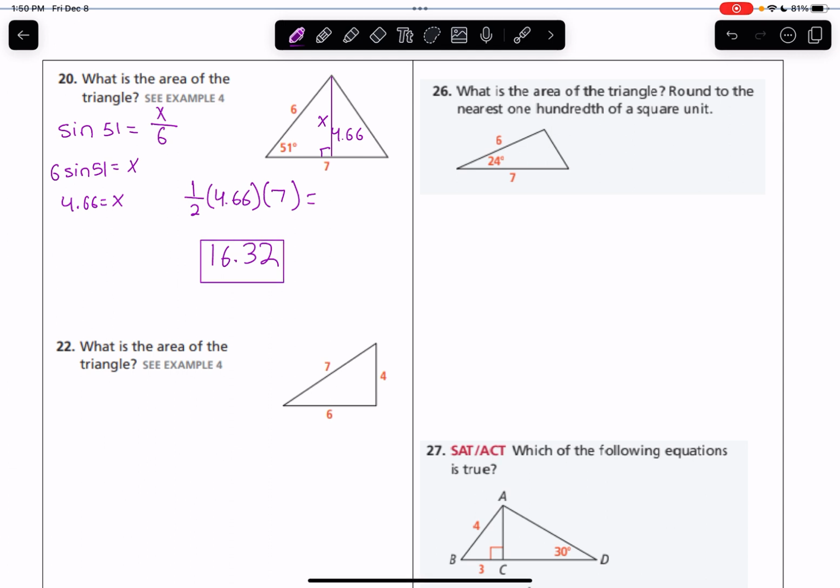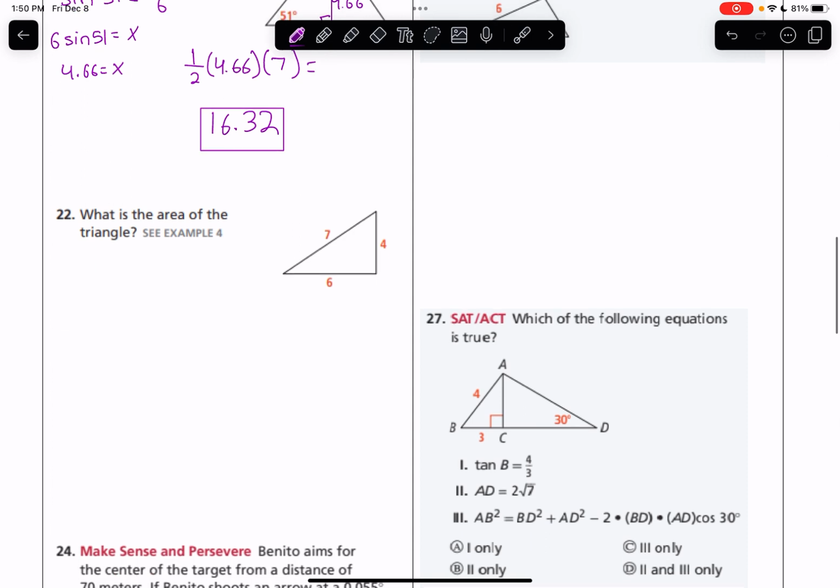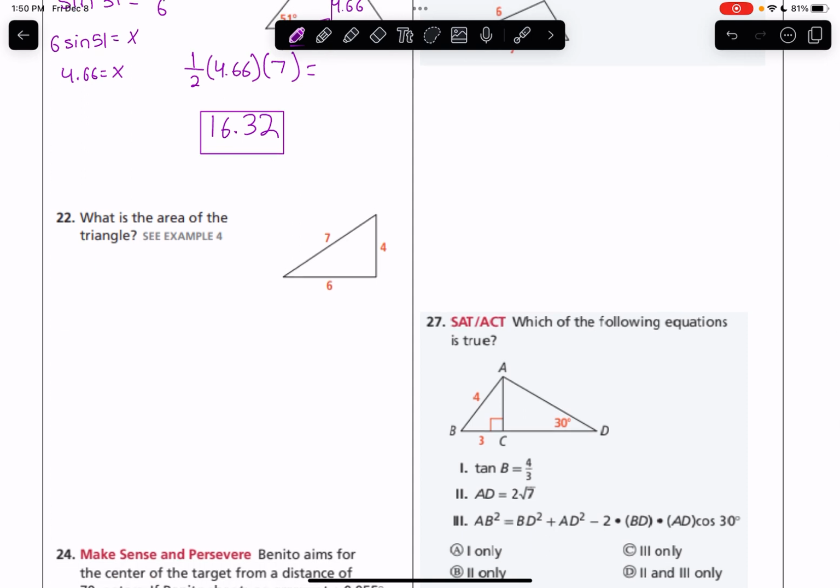The next question is a lot more in-depth because we have the 3 sides of the triangle. So the first thing we need to do in order to find its area is we need to find one of the angles in the triangle. That's our starting point. So let's go ahead and find this angle right here. And I'm going to use the law of cosines to do that. So opposite side first, 4 squared equals 7 squared plus 6 squared minus 2 times 7 times 6 cosine of x.